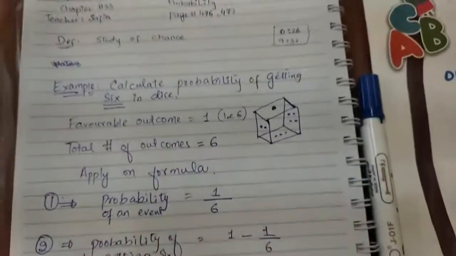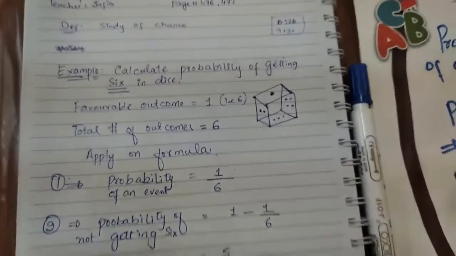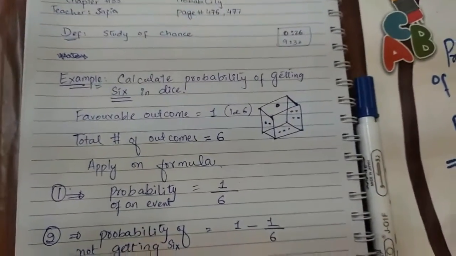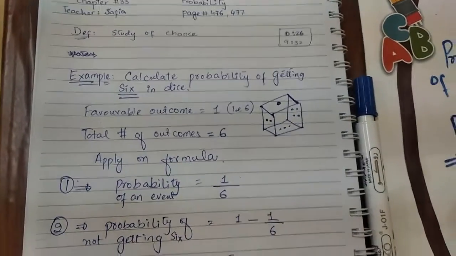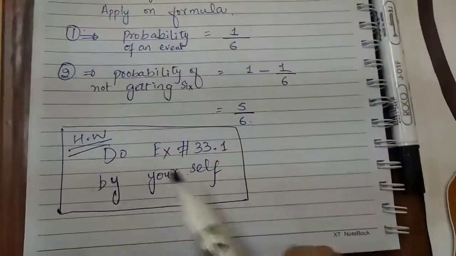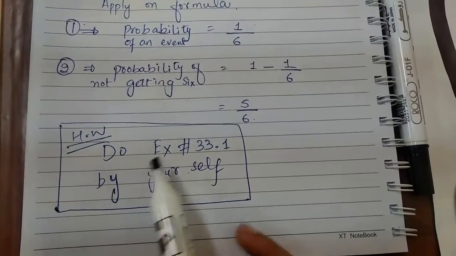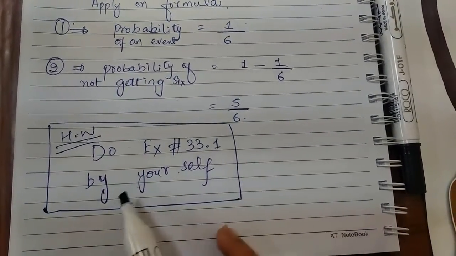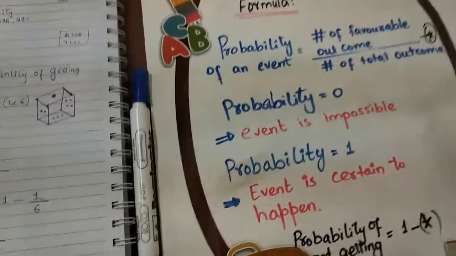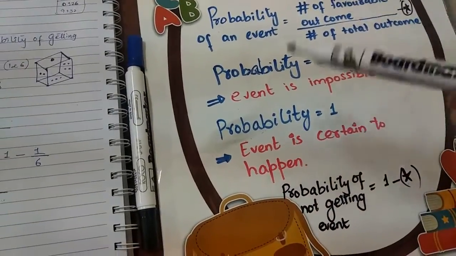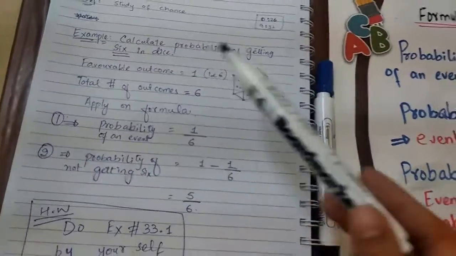Have a look again. If you have any problem, then please contact me at 4:30. Hope you enjoyed the lesson. You have to do the homework. Do exercise number 33.1 by yourself, by looking over this formula and the example.